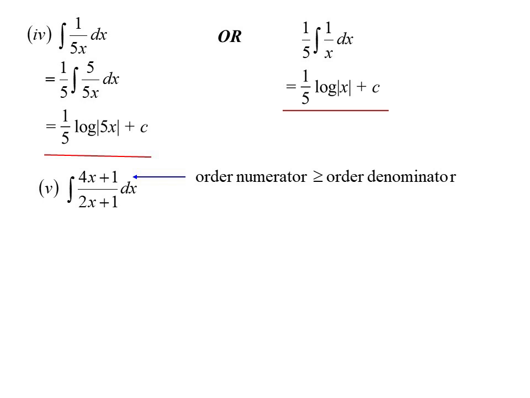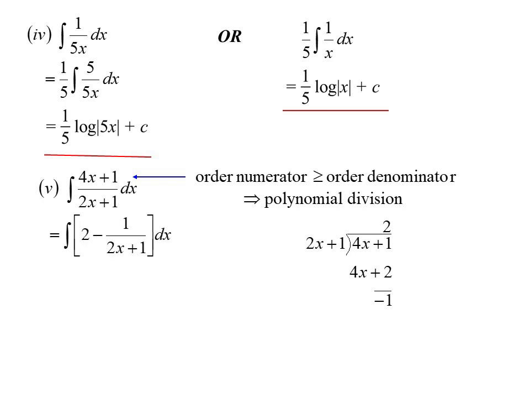So whenever we get this situation where the order of the numerator is greater than or equal to the order of the denominator, this one, it's the same. Do a polynomial division. Right, so rewrite it. Whether you do a physical polynomial division or you can see it and just change it, this is what we get. So I could rewrite this as 2 minus 1 on 2x plus 1.